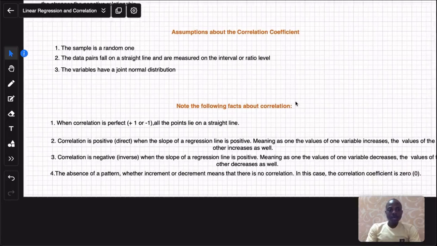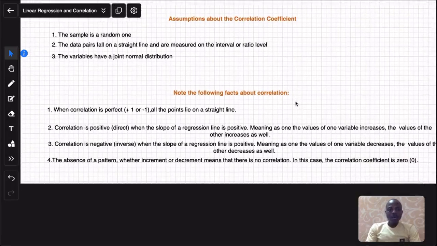Number one, when correlation is perfect, +1 or -1, all the points lie on a straight line. That means you're going to have something like this. This line is not straight enough. Okay, something like this. Yeah, so a very straight line. Now, correlation is positive. That means it's direct.